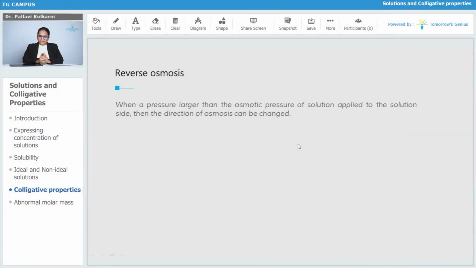Next concept is reverse osmosis. It is reverse to the osmosis. So when a pressure larger than the osmotic pressure of the solution is applied to the solution side, obviously then the direction of the movement of the solvent, that is osmosis, can be reversed, and this process is called reverse osmosis.